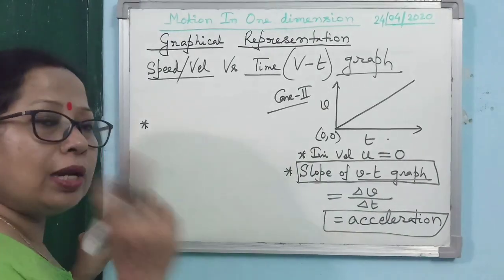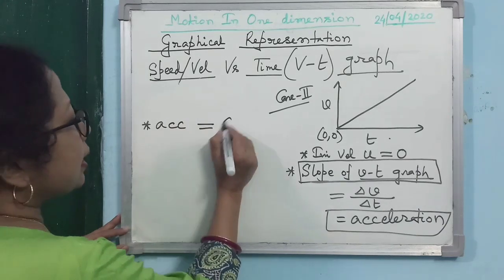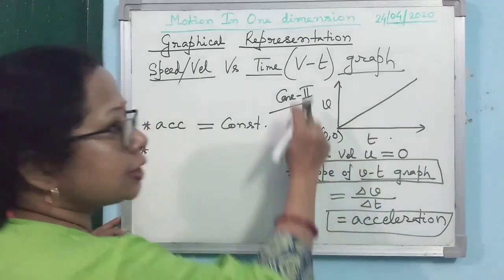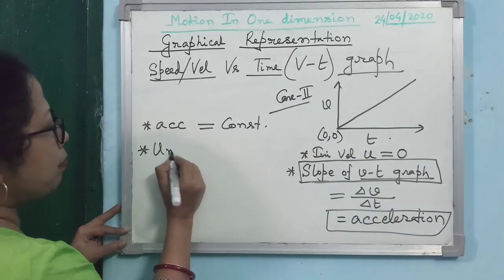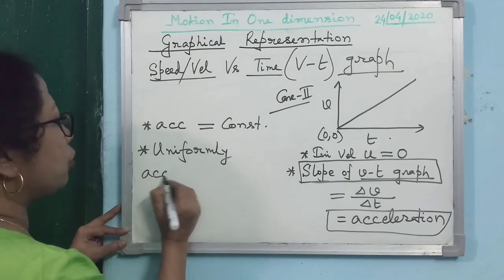Acceleration will have only one value, the constant value. So what conclusion can you make? That acceleration is constant. So what kind of motion is it representing? It is representing uniformly accelerated motion.